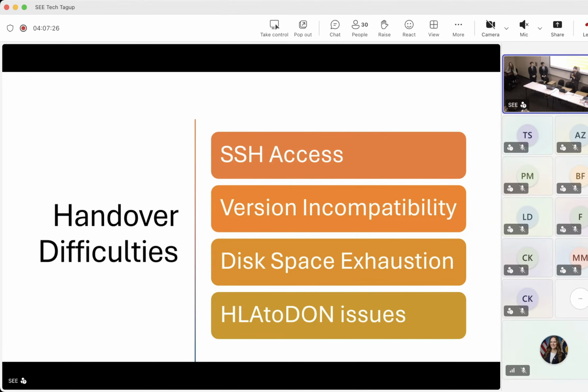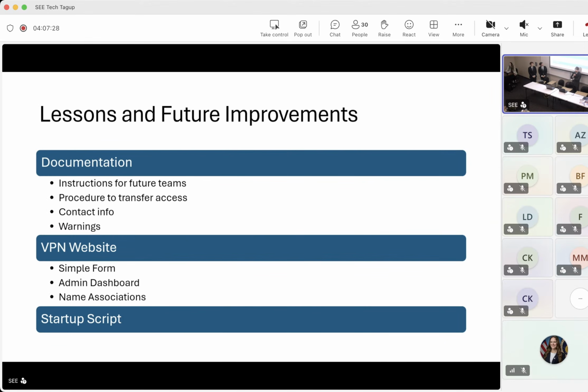Next slide, please. So some of the lessons and future improvements that we've taken away from this process is, for one thing, we are compiling, and also we're going to provide the documentation to the next team, which will include important information and warnings about the lessons that we've learned and potential things that could go wrong, so that hopefully the process is easier for them. Additionally, it will contain contact information, so that if they do have any issues, they can get in contact with us, and we can make that handover process much easier.